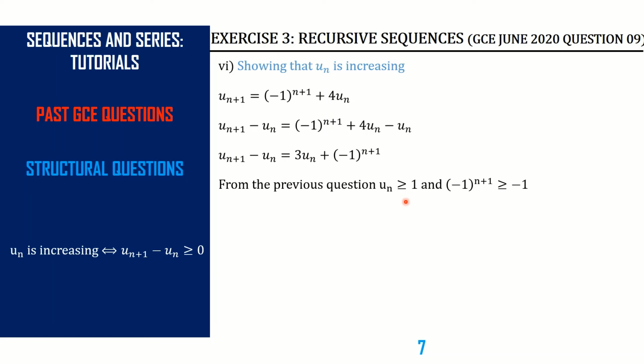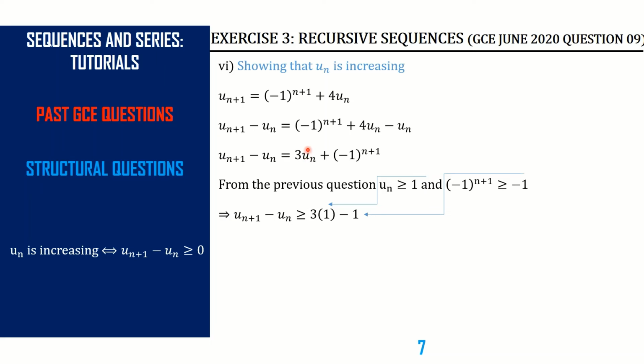So in the previous question, we proved that u of n is greater than or equal to 1, and we also saw that negative 1 is less than or equal to negative 1 raised to the power n plus 1. Alright, so from there, automatically I can change this equality sign to an inequality sign, and then I replace the respective values there.